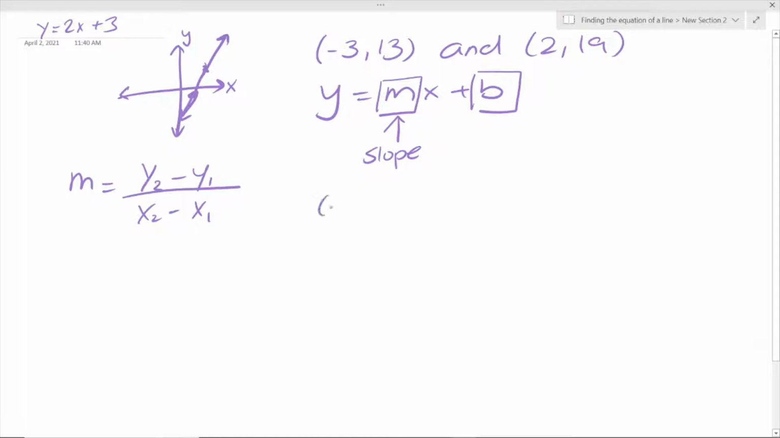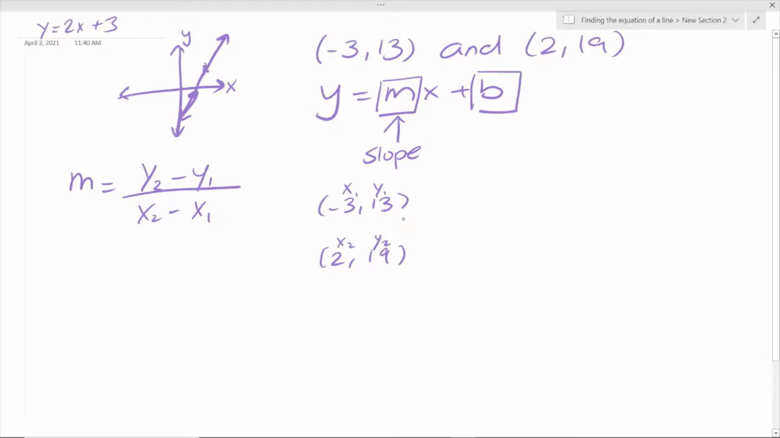So say we label this coordinate as x1, y1, and then we label 2, 19 as x2, y2. Doesn't really matter if you, let's say -3, 13 as x2, y2, and then 2, 19 as x1, y1. Doesn't matter because you will still achieve the same answer.